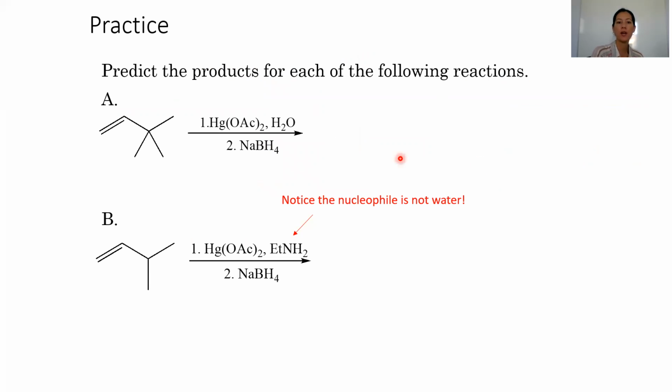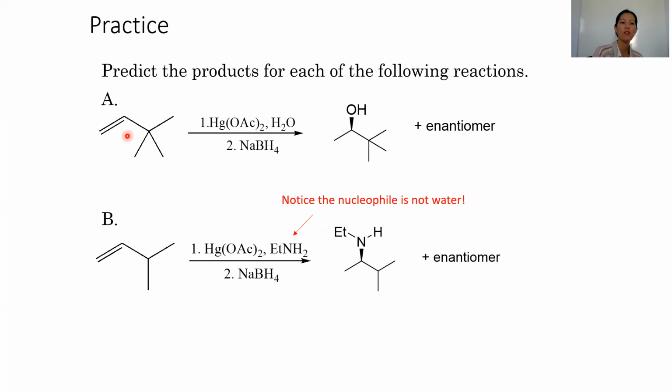Okay, let's practice. You guys try these two, pause and then unpause to check your answer. So for the first one, Markovnikov addition gives the alcohol with the OH at this more substituted carbon, no alkyl shifts, and you also get the enantiomer. You could get the OH on the top or the bottom with equal probability, 50-50, another racemic mixture. So this is just a classic oxymercuration with water.